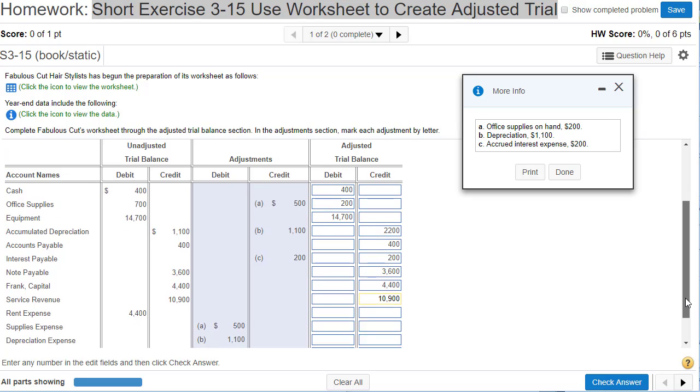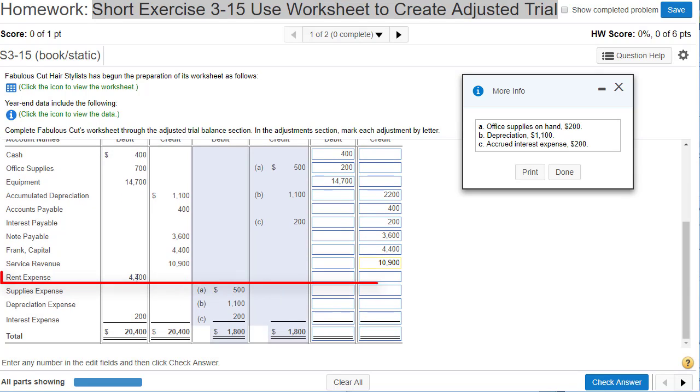And then here's where people make a lot of mistakes. Notice this rent expense is a debit. We're used to now putting a whole bunch of credits in, but now all expenses are going to have a normal balance of a debit. So make sure you put this on the correct side, which is the left side. So $4,400, not adjusted, so I'm going to bring that over.